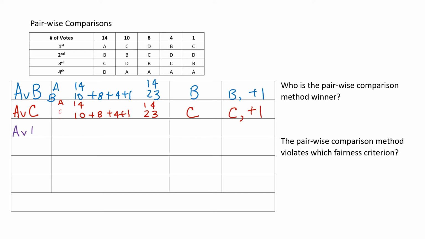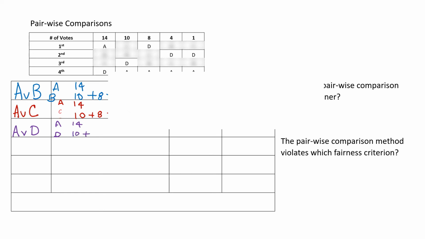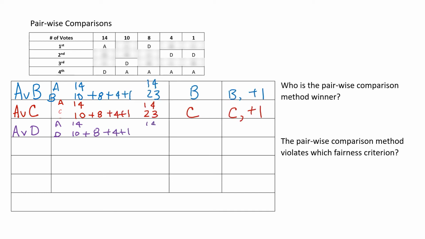We'll do A versus D. We got A versus D. On the first ballot, A wins, so A gets 14. On the remaining 4 ballots, A loses. It's in the last place, so D will get all of the other points, 10, plus 8, plus 4, plus 1. So it's 14 to 23. D wins, so D gets a point. Now we've done pairwise with A and everything else.